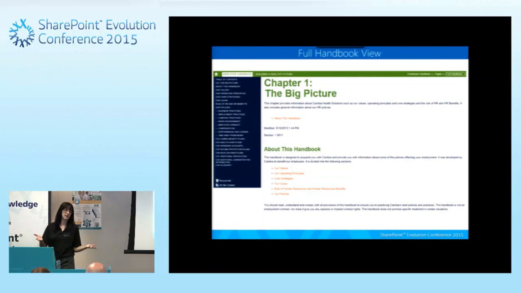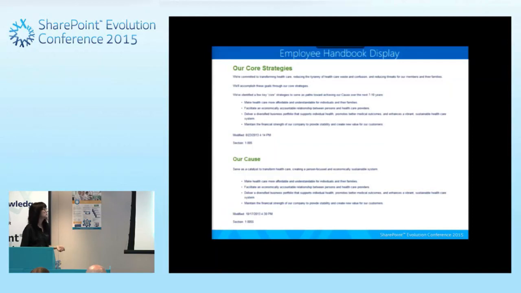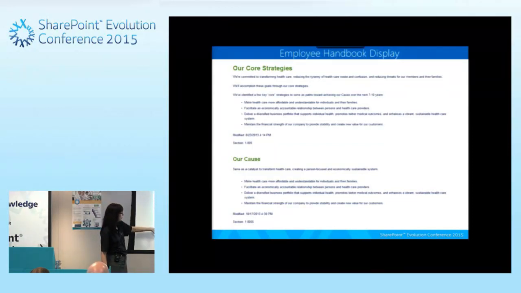Of course, we turned versioning on the SharePoint list too, so we can always see when it was updated and by whom in our benefits department. So this is kind of another example of it. Again, we've got our modified date, what section it was for. You can see these are different dates. So it wasn't that our entire handbook was updated, it was just this policy that was updated.